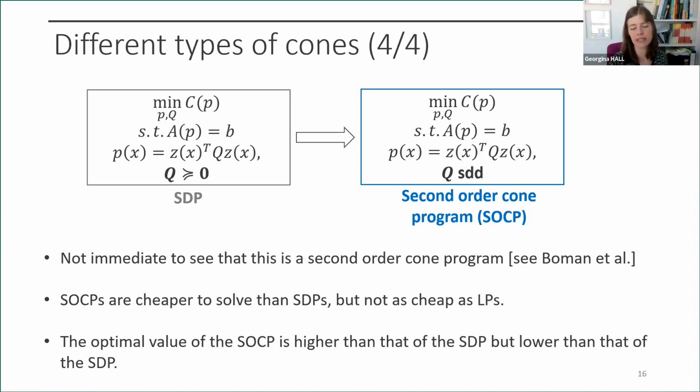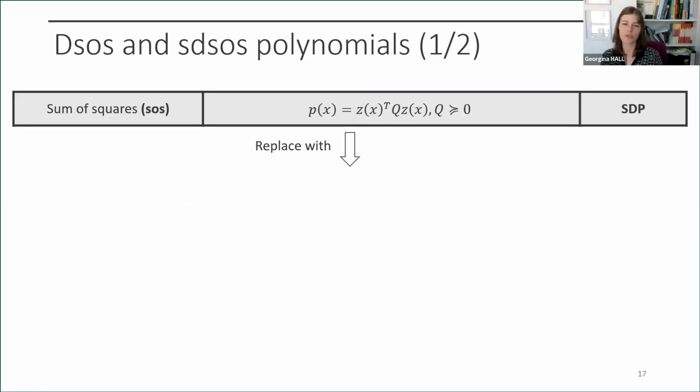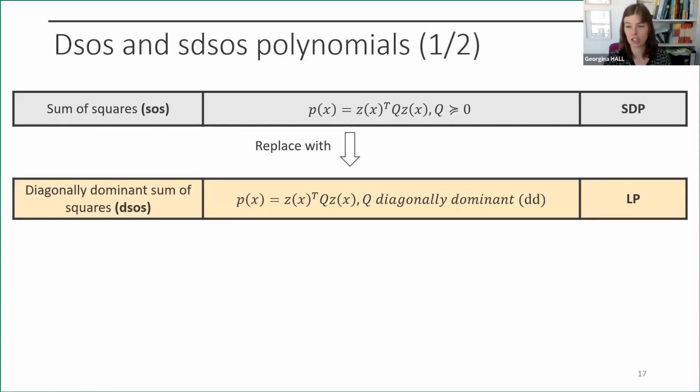So we've defined these two different cones of matrices: diagonally dominant matrices and scaled diagonally dominant matrices, which come as replacements of the positive semi-definite constraint. The idea throughout, and I'm going to bring this back now to polynomials, is that whenever you see a sum of squares constraint in an optimization problem, which involves requiring that P is Z of X transpose Q Z of X, where Q is positive semi-definite, this is an SDP. You can replace it with alternative, cheaper constraints. You can replace this sum of squares constraint by what we call a diagonally dominant sum of squares constraint, a DSOS constraint.